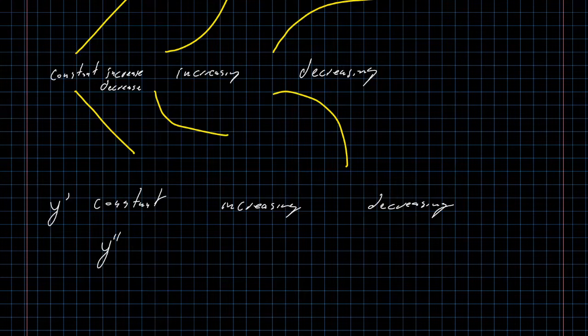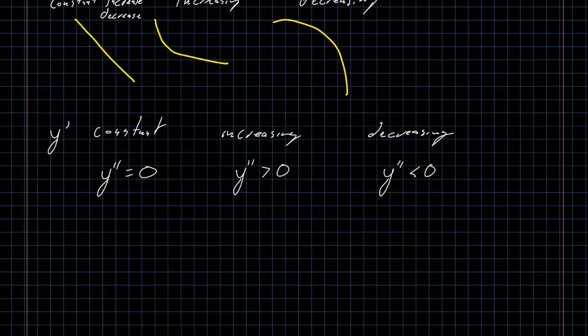The derivative of y prime being 0 means you have a constant rate of increase or decrease. The derivative of y prime being positive means you have an increasing rate of increase or decrease, and the derivative of y prime being negative means you have a decreased rate of increasing. But that's getting to be just entirely too much of a mouthful. So instead, we're going to name these things as concave up or concave down.